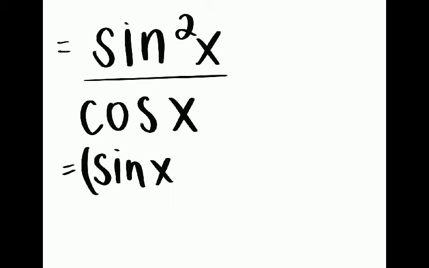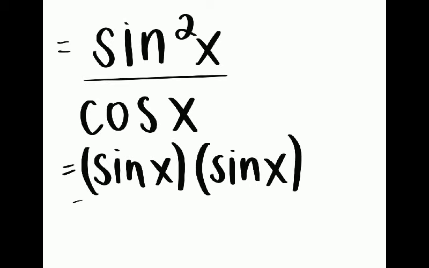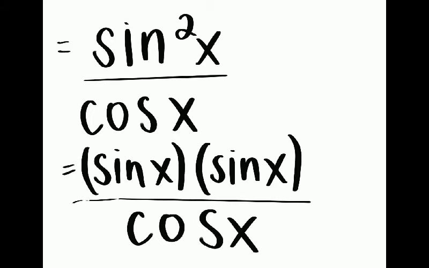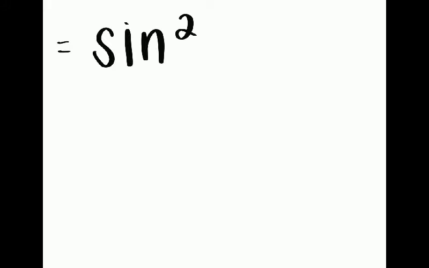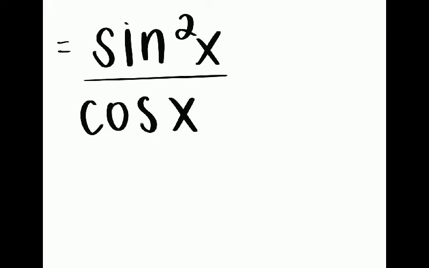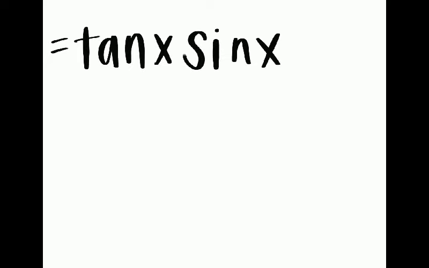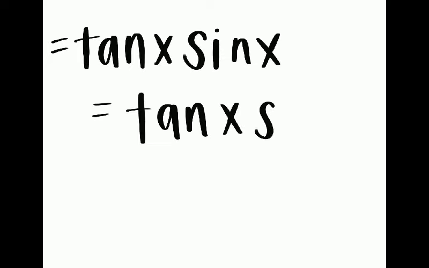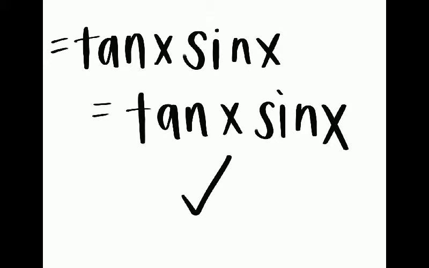Sine squared x can now be factored out as sine x times sine x, and sine x times sine x over cosine x. Sine x over cosine x will be tangent x. Tangent x times sine x is equal to tangent x times sine x.